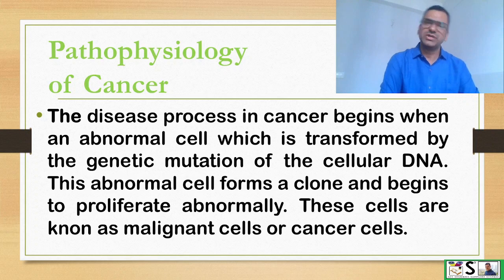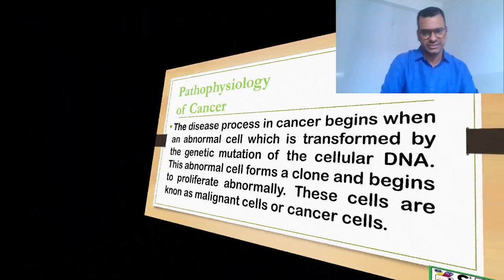Now, what happens to the cells during cancer? Means, what is the pathophysiology? The disease process in cancer begins when an abnormal cell, which is transformed by genetic mutation of the normal cellular DNA, forms a clone and begins to proliferate abnormally. These cells are known as malignant cells or cancer cells.